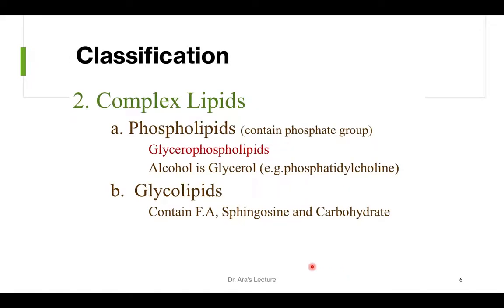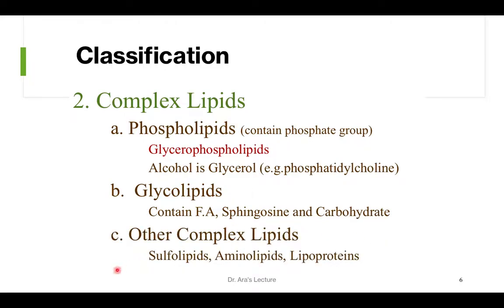Complex lipids. A. Phospholipids contain a phosphate group, like glycerol phospholipids with an alcohol on the glycerol, for example phosphatidylcholine. B. Glycolipids contain fatty acid, sphingosine and carbohydrate. There are also other complex lipids such as sulfolipids, aminolipids, and lipoproteins.